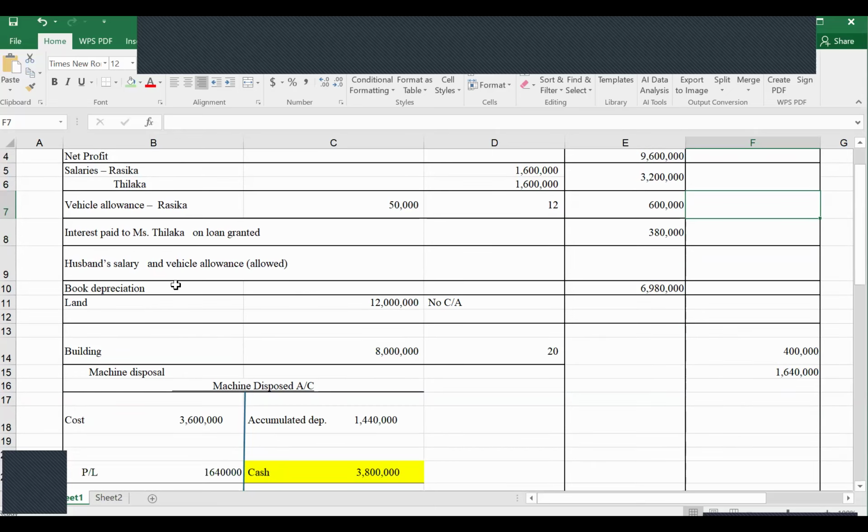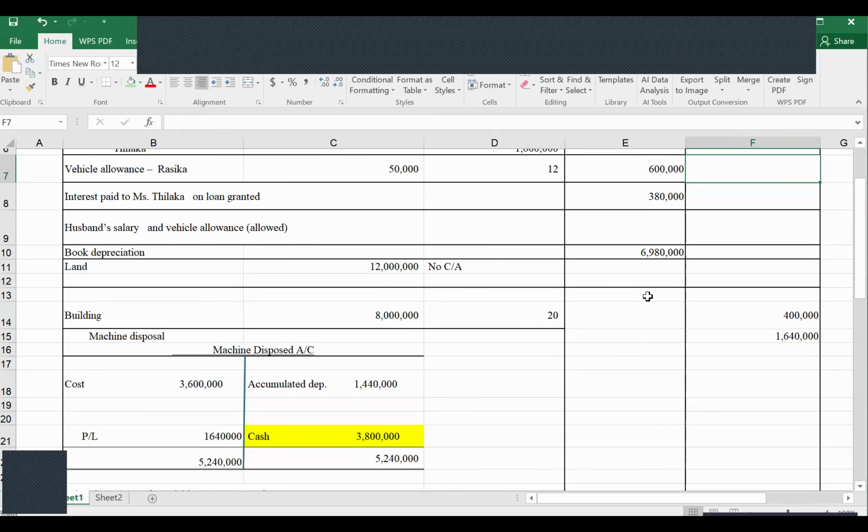Then the husband's salary and vehicle allowance are allowed because they are paid to her husband as a salary and vehicle allowance. It is allowed, but we have to consider it as an income of that partner. It is income of the partners. Then book depreciation should be added back.